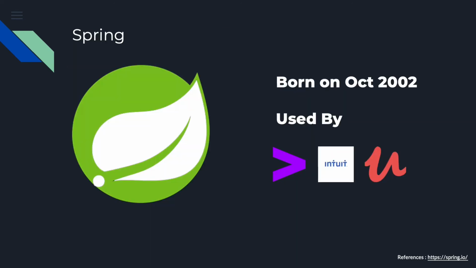Next up on our list is Spring. Born in October 2002, Spring is used for building web apps by companies like Accenture, Intuit, and Udemy.